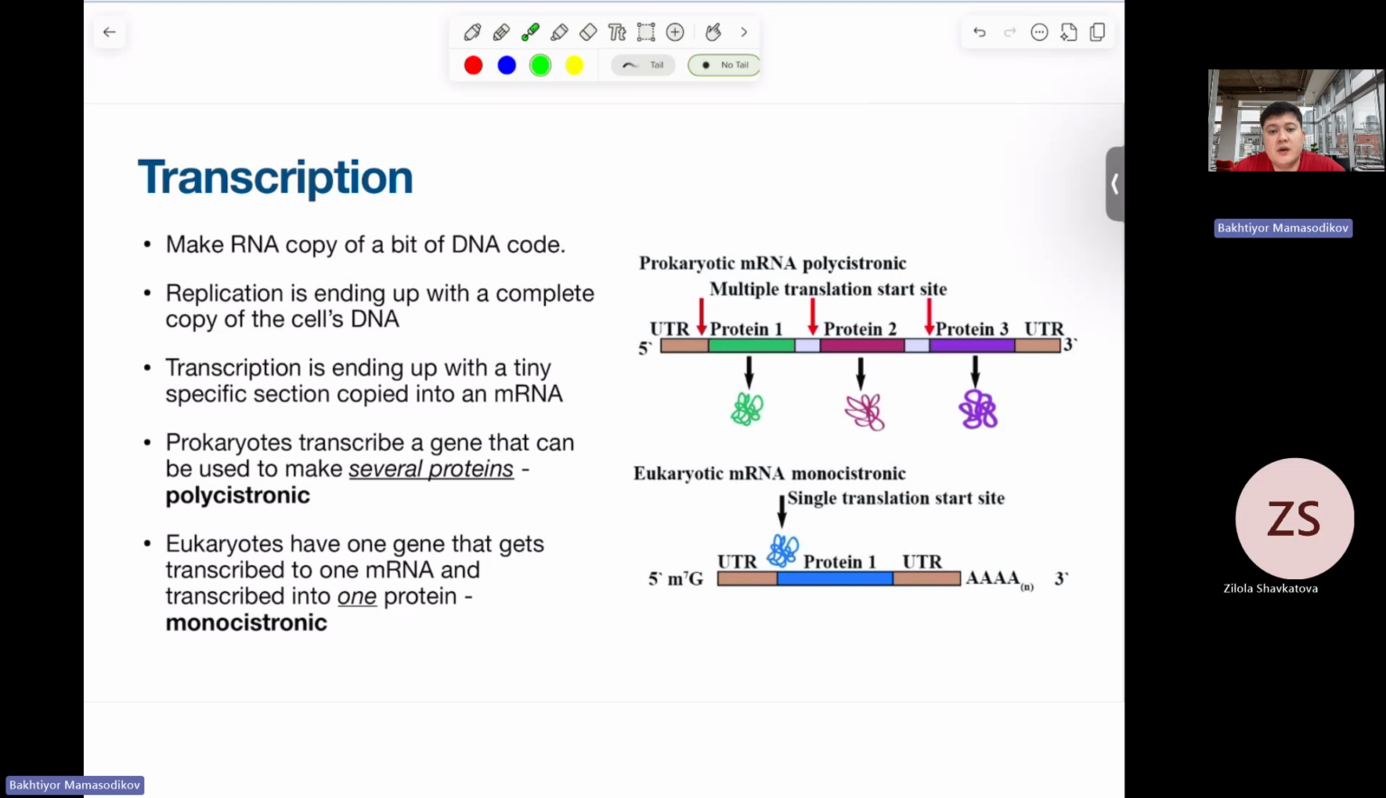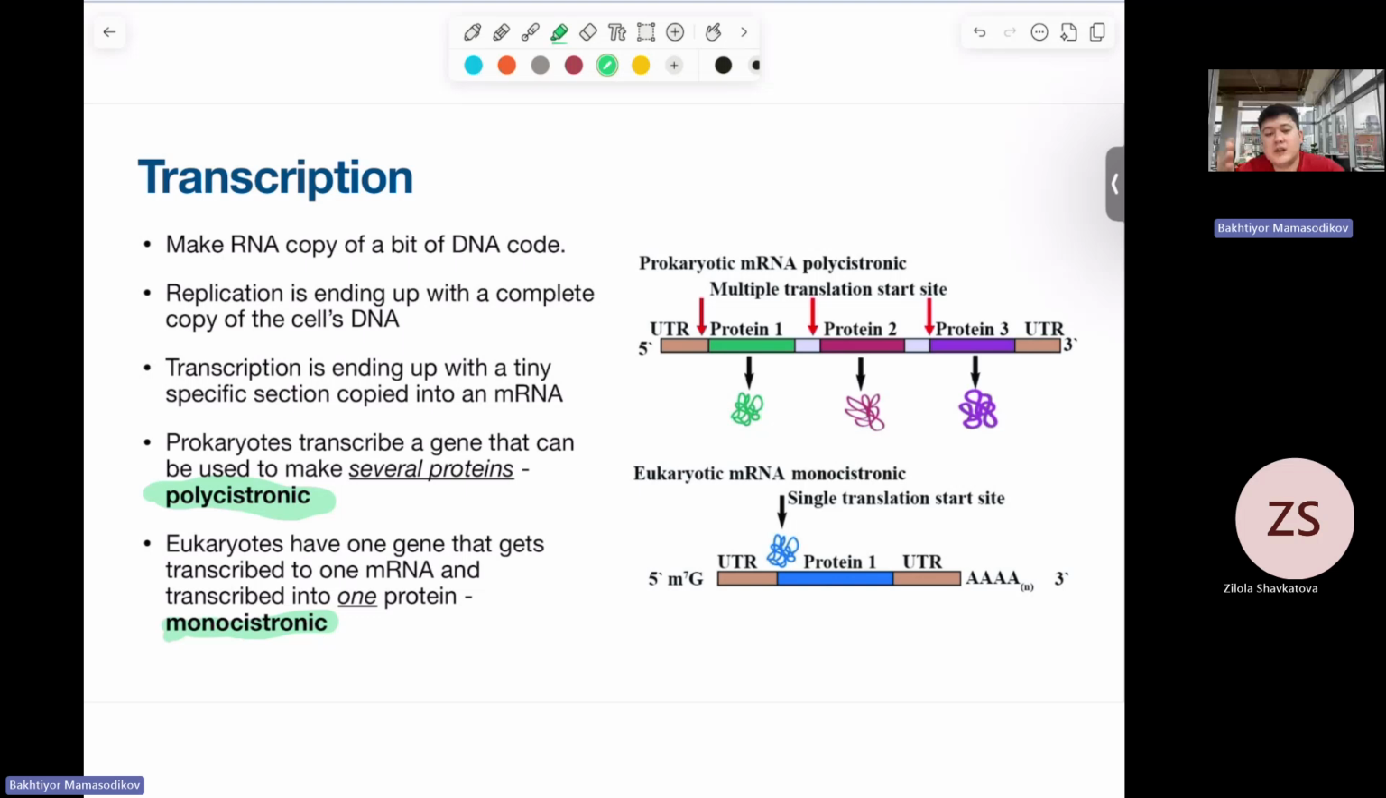So we have two types of transcription products. We have two types of messenger RNA. The first is called polycistronic. The second is called monocistronic. So polycistronic means this is one. Polycistronic is like E. coli, a prokaryote, which groups related genes.